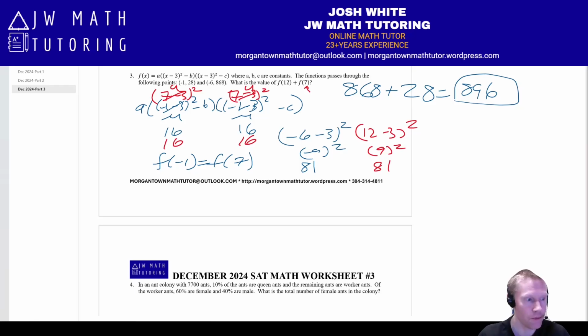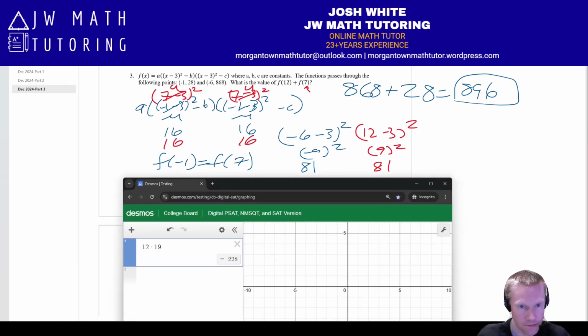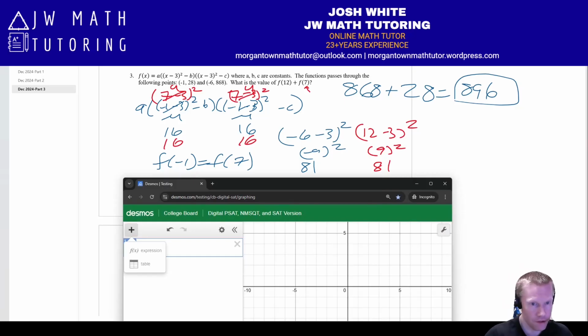Now, you could also do this problem in Desmos. So here's how you would do it. What you do is you just go ahead, make a table, type in the 2 points.